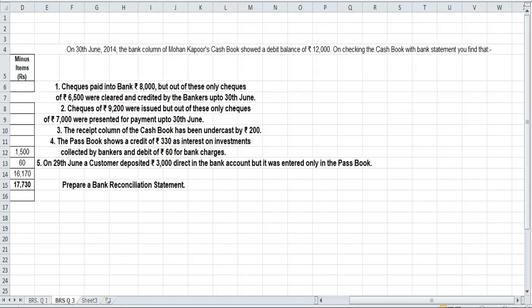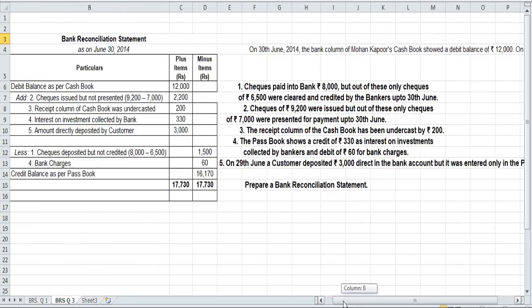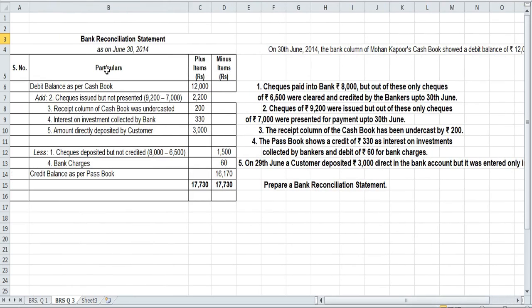Okay, so now we'll do question number 3. On 30th June 2014, the bank column of Mohan Kapoor's cash book showed a debit balance of 12,000. So since it is debit balance, that means it is favorable. So in our format, what we will write down, under the particulars, debit balance as per cash book, and in the plus side 12,000. So this is a bank reconciliation statement as on 30th June 2014.